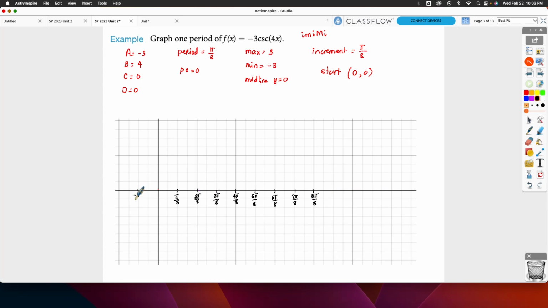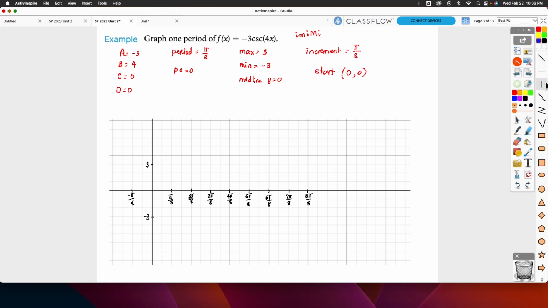All right. And then your maximum is at 3. Here is 3. Minimum is at negative 3. Okay. Your midline basically is the x-axis. We don't even have to draw that, but let's do it. Okay, so that's the midline. Oops, sorry. This would be our midline. Okay, that's more like it, which is the x-axis.